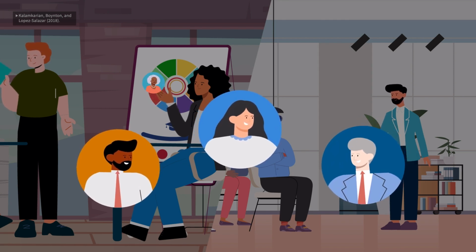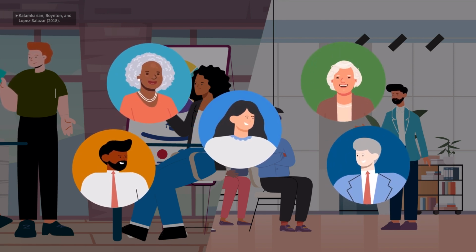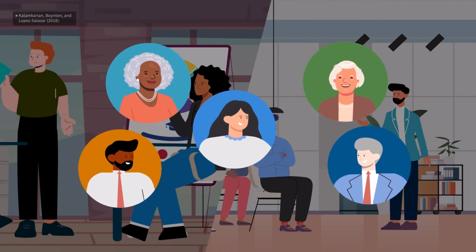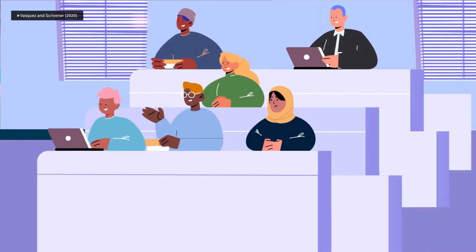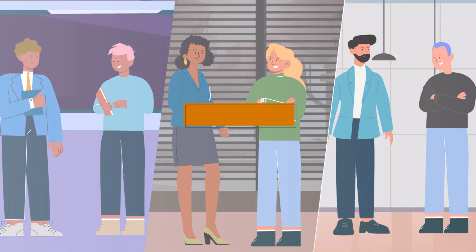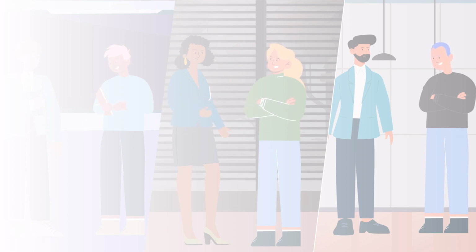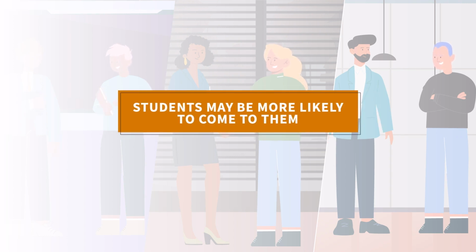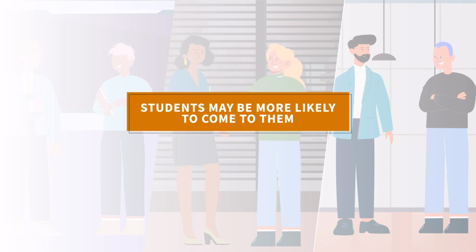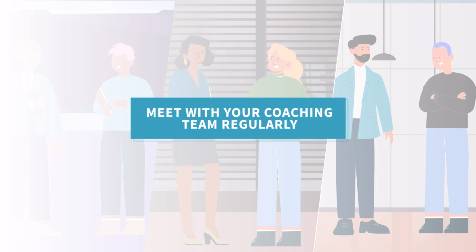Create a cohort of coaches with diverse backgrounds and experiences. Representation matters. Students find it easier to trust their coaches when they have something meaningful in common with them. For example, if the coach was a first-generation student, or if they share an identity like race or gender with their students, they may be more likely to come to them with their questions and doubts.